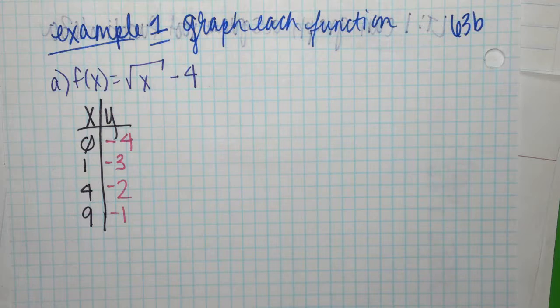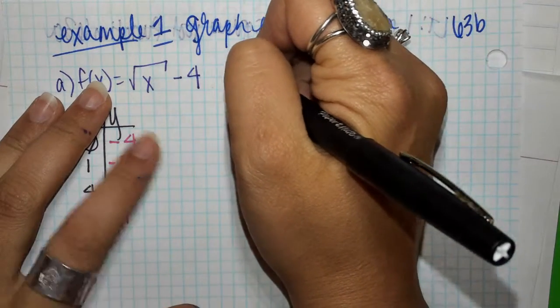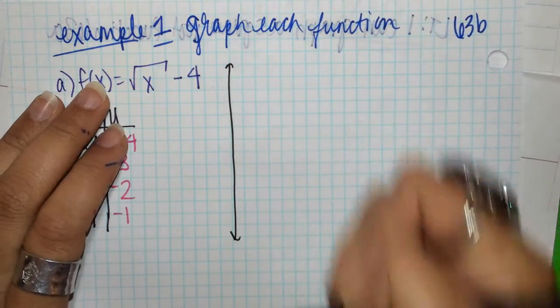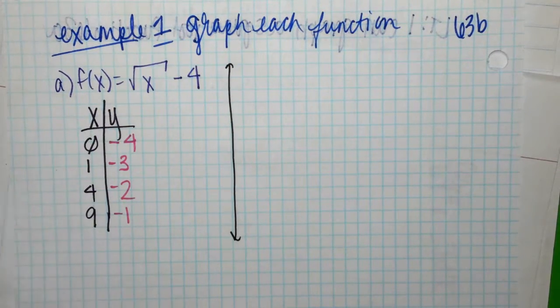Ready to graph? Wait, are we always going to use 0, 1, 4, 9? Yes, unless there's stuff on the inside, and we're going to talk about that.